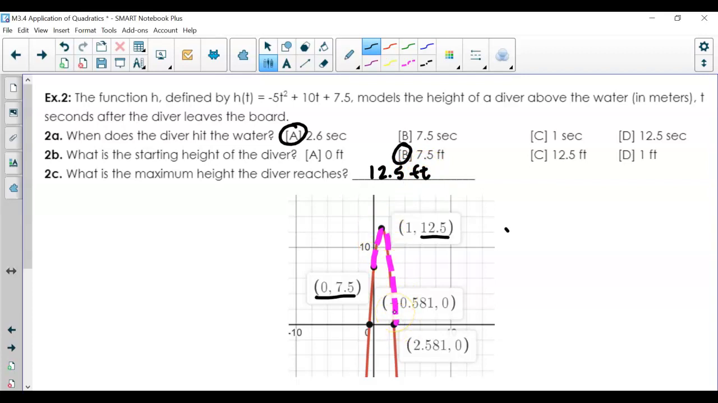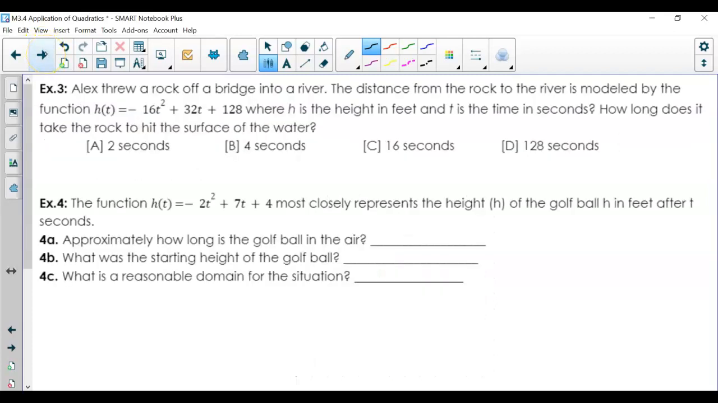So now go ahead and pause the video and try these 2 Try It problems on your own. So example 3, you're just answering one question and here are your choices. And example 4 again has these 3 questions to answer. So go ahead and pause the video and try these 2 on your own.